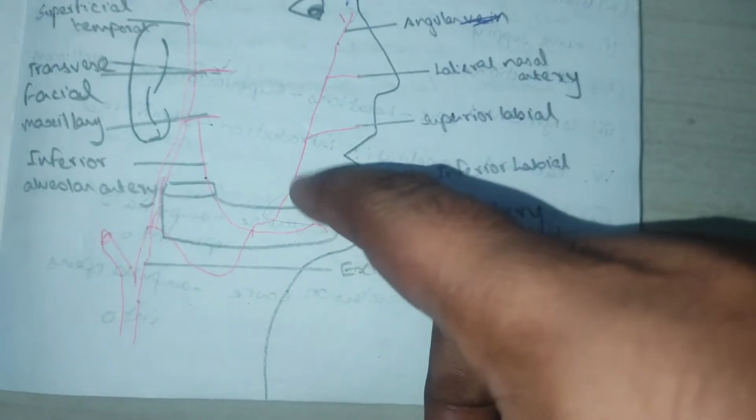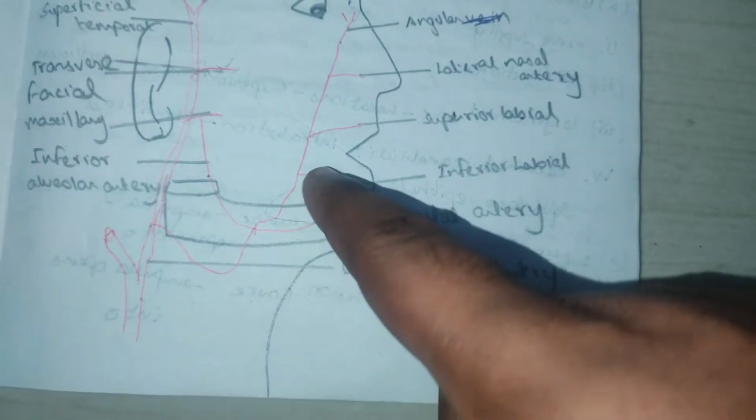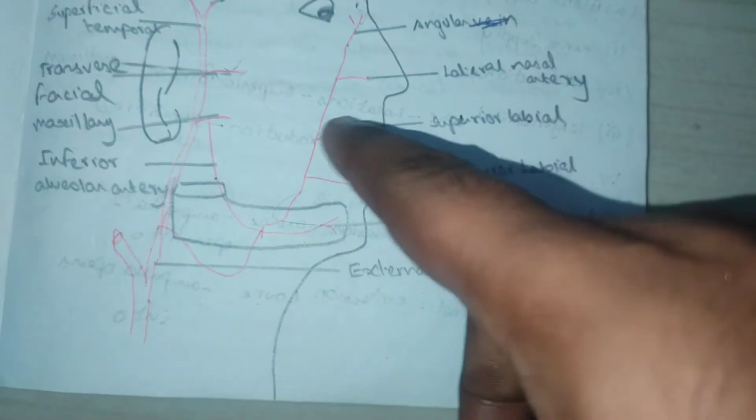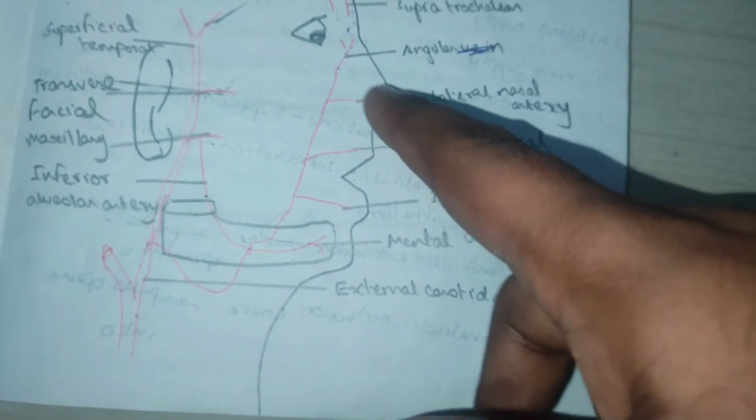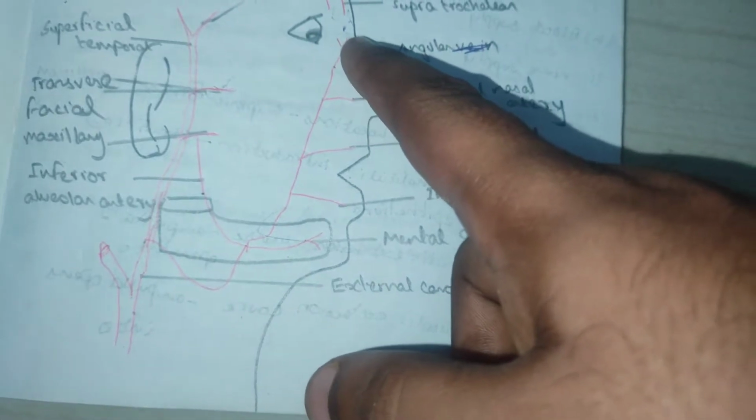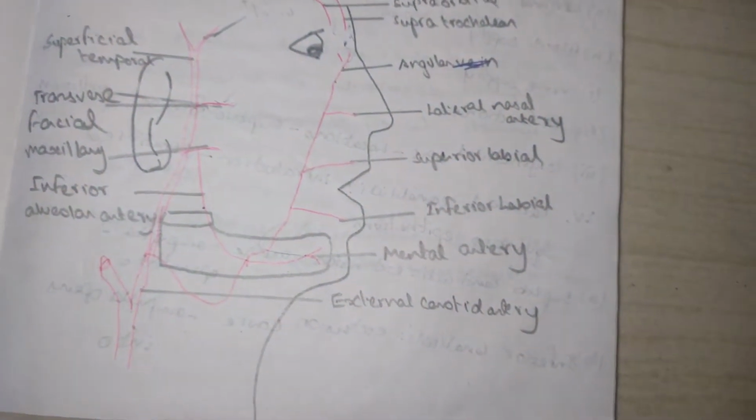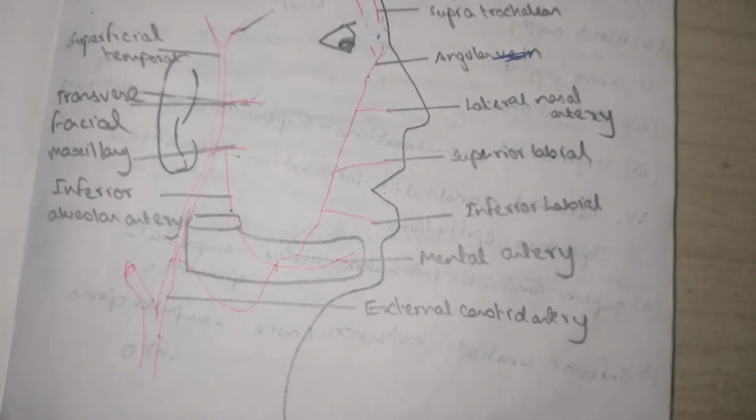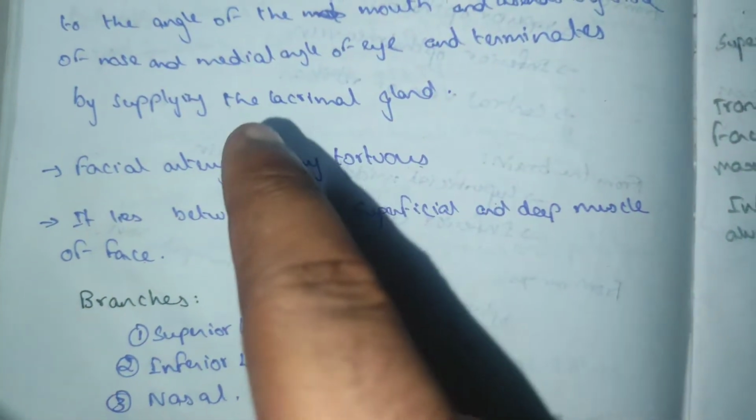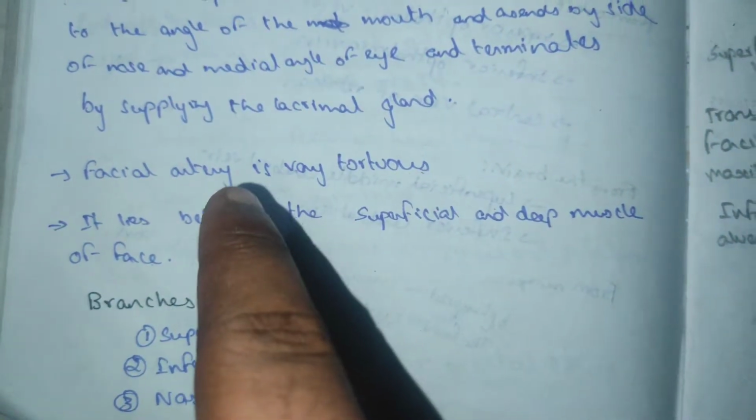From here the distance of the artery is 2.5 cm, and it gives a branch, the inferior labial as well as the superior labial, and ascends as the lateral nasal and the angular artery, and supplies the lacrimal gland which is present near the eye. This is the course of the facial artery. It ends by supplying the lacrimal gland as you see in the image.